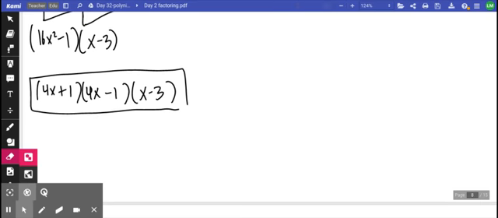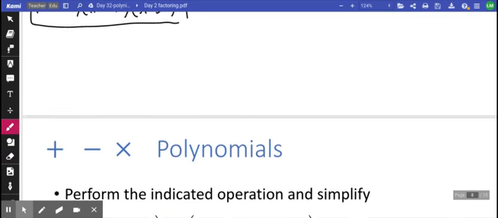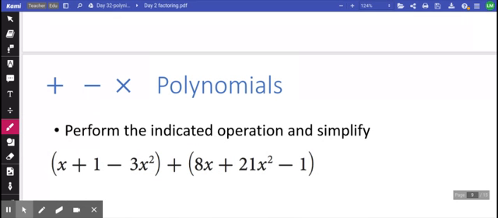All right, enough for factoring. We're going to leave that behind for now. We're going to take a look at our next lesson, which isn't too bad. We're going to add, subtract, multiply polynomials. Okay, again, polynomials, many terms. So these are many terms together.